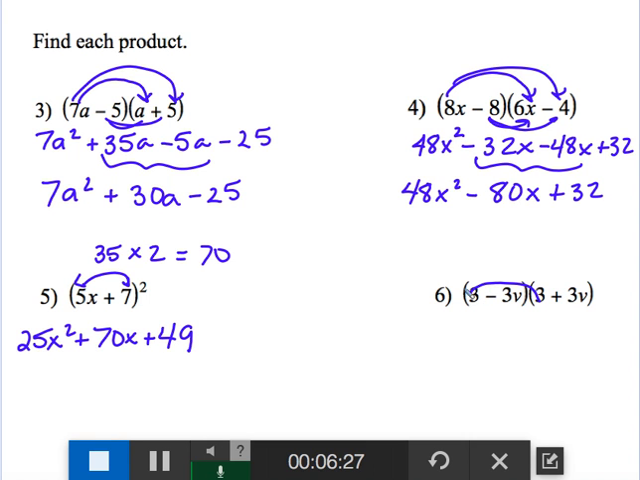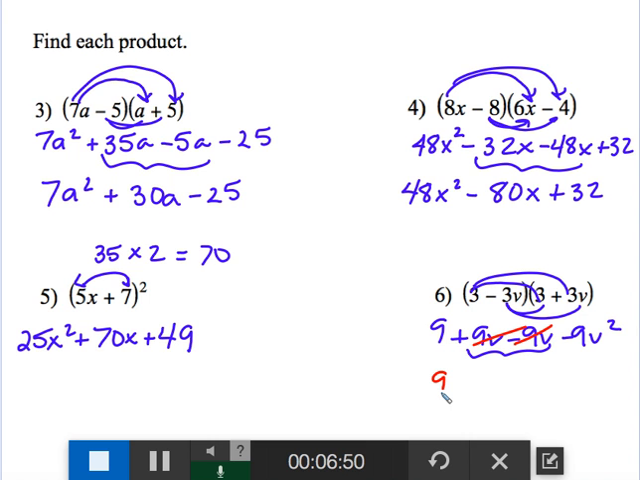But to work it out, 3 times 3 is 9. 3 times 3v is 9v. Negative 3v times 3 is negative 9v. And negative 3v times positive 3v is negative 9v squared. Now notice what happens in the middle. Those terms are opposites, so they're going to cross out. So you're going to end up with 9 minus 9v squared.